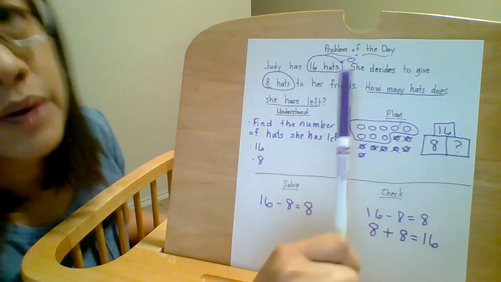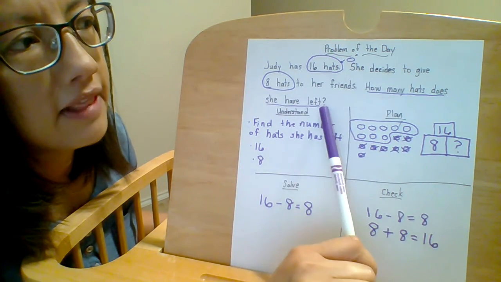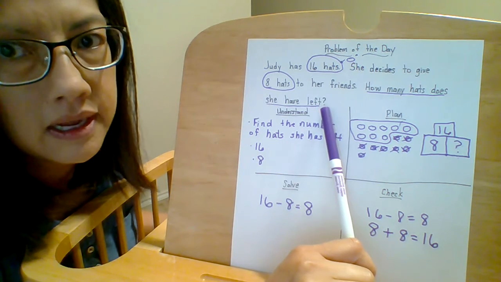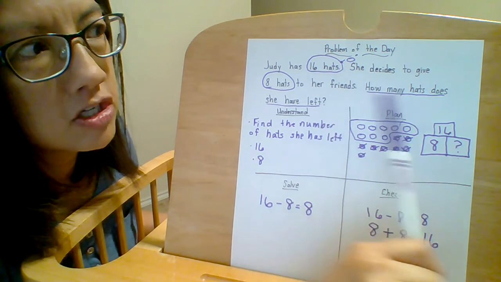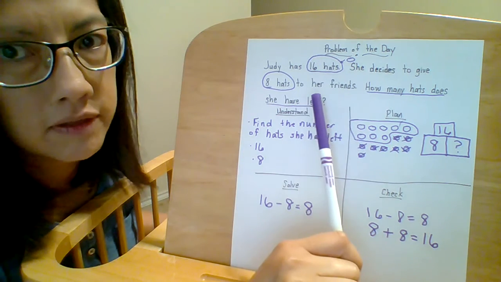So let's go back to our question and see if this is reasonable. How many hats does she have left? Is it reasonable to get a smaller number? Yes, we should get a lesser number because she gave them away. She began with 16. I should get a smaller number.